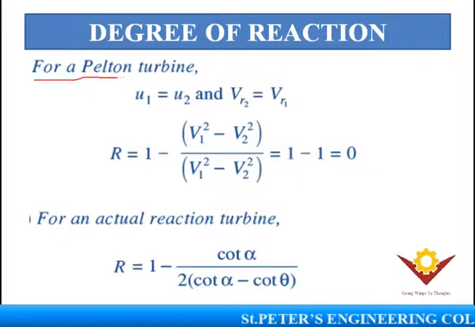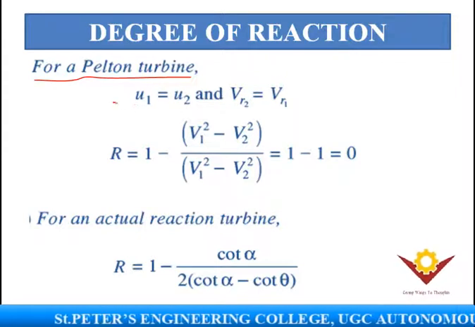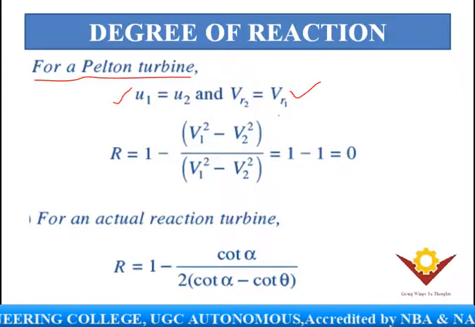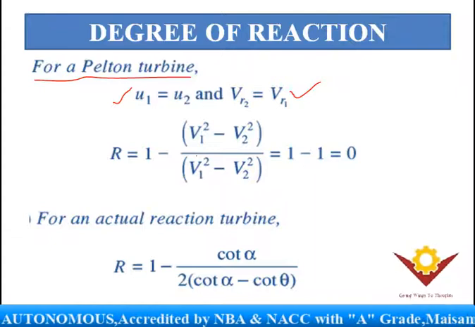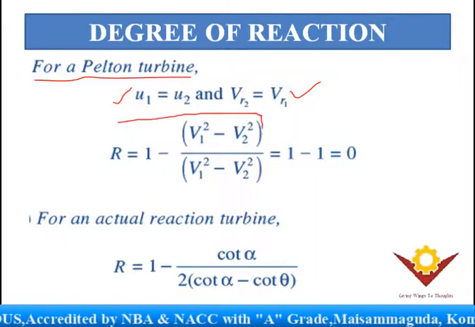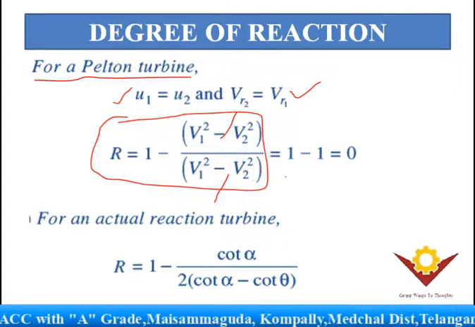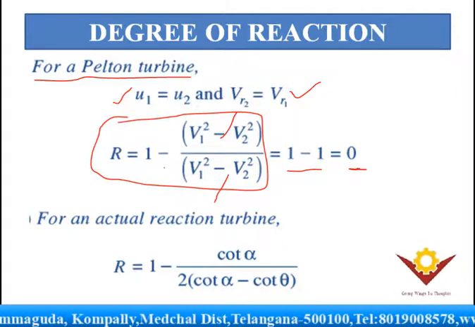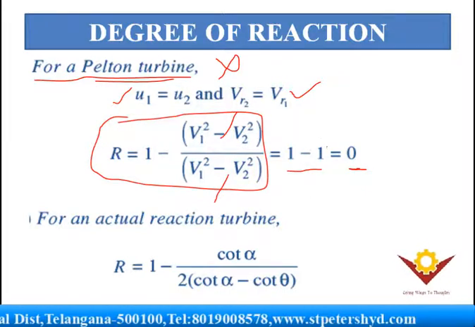See, for a Pelton wheel or Pelton turbine, we already know the condition that the blade velocities are equal and the relative velocities are equal. If you substitute these two conditions in the above equation, you are going to get this as your final equation, and these two will cancel. So what you're going to get is 1 minus 1, which is 0. Simply we can say that we don't have any reaction in the Pelton wheel, right?